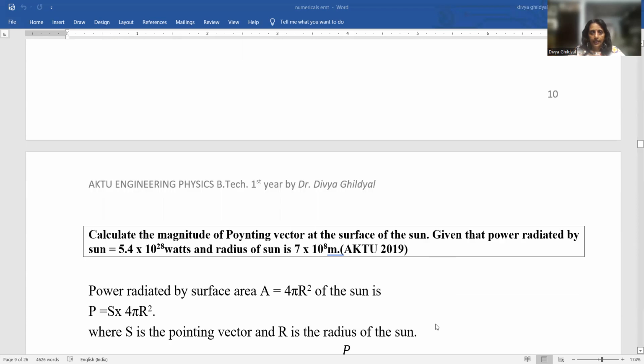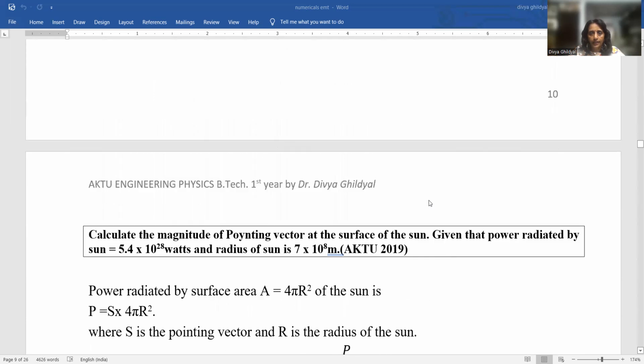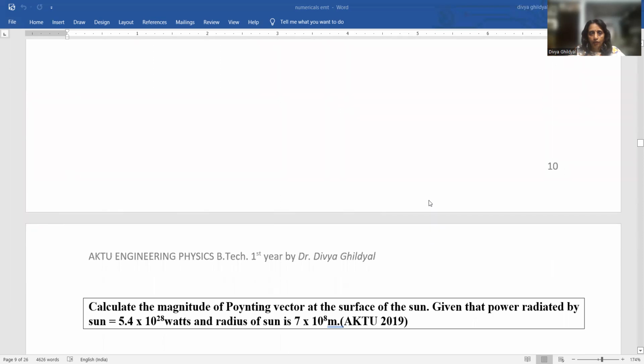Now let me start. Calculate the magnitude of Poynting vector at the surface of sun, given that power radiated by the sun is 5.4 into 10 to the power of 28 watts and radius of sun is 7 into 10 to the power of 8 meter.